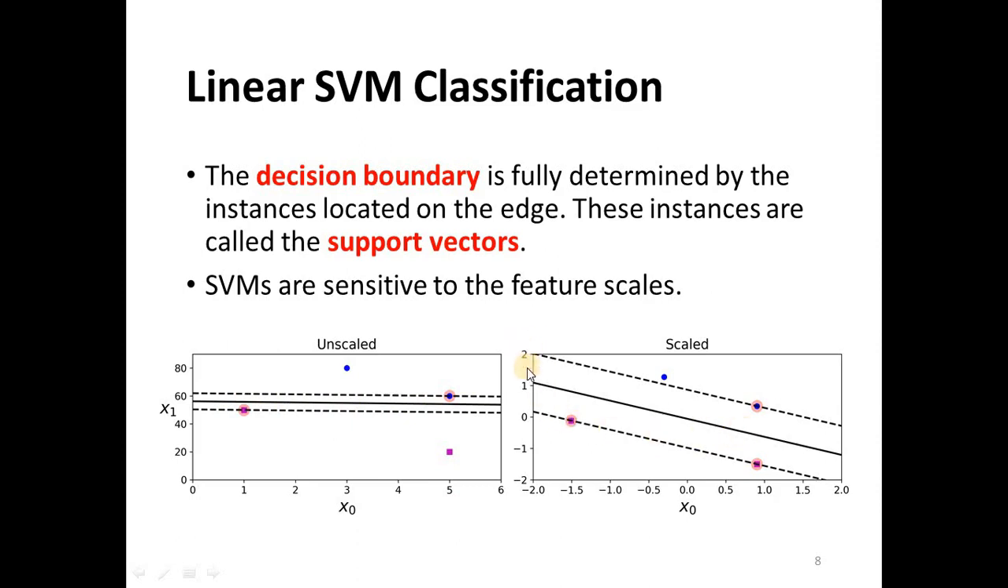Now, when we scale the features, we scale them around 0, we get a different decision boundary, and this is better because the margin is larger.